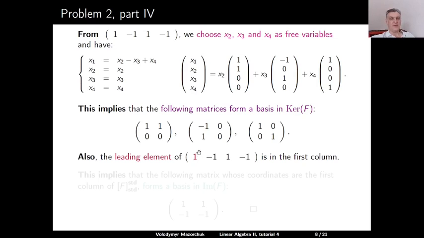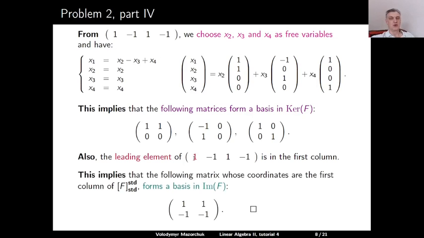Also, we fixed the leading element in the first column. So this means that the matrix whose coordinates are the first column of the matrix F in standard basis will form a basis in the image of F. And the first column of F is (1, 1, -1, -1). So this means that the matrix (1, 1, -1, -1) forms a basis in the image of F. And this completes problem 2.